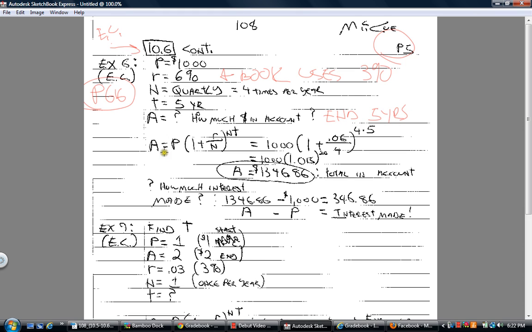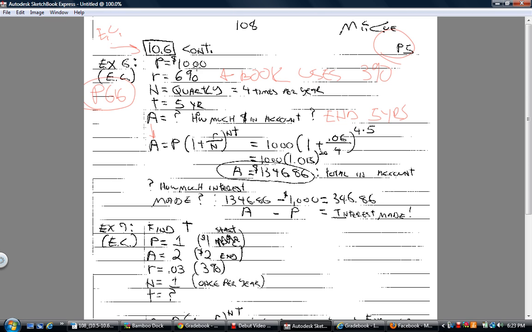In a way this is a plug and chug problem. You just have to get your variables, understand what they mean, and find what A is, how much is in the account at the end. If I say CD, I mean certificate of deposit, one of the safest and quickest ways to invest some of your money. The bank will pay you 6%, you agree to keep it there for 5 years, and you put $1,000 in. How much will you have at the end? Let's see if we can figure it out.